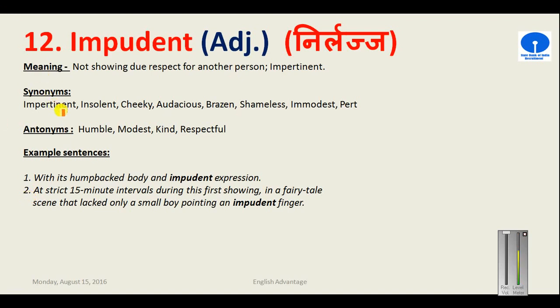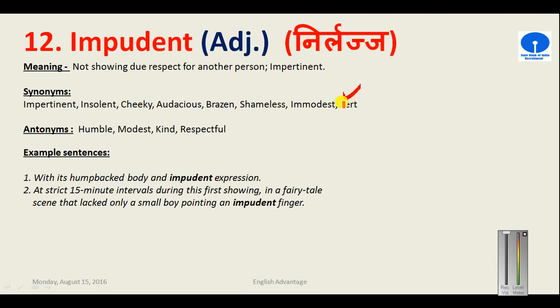Impudent, impertinent and pert are very common words. Insolent means disrespectful. Cheeky, very stubborn. Audacious, bold and stubbornness. Brazen, shameless, immodest or disrespectful, or pert. This word has come in banking exams many times.